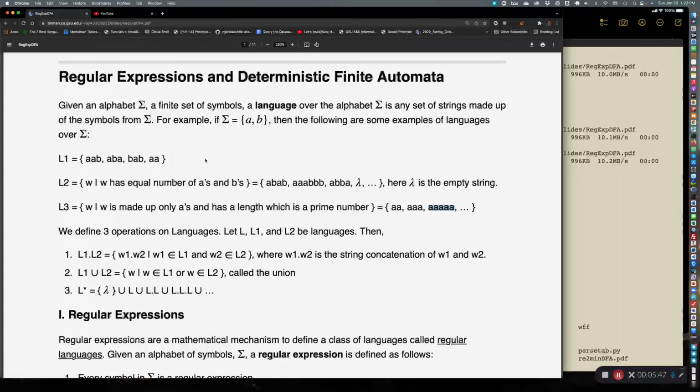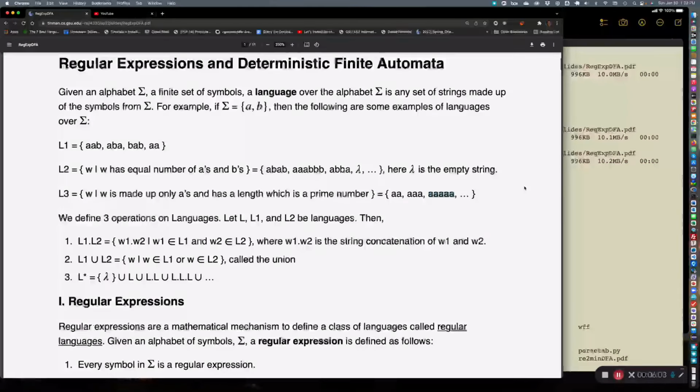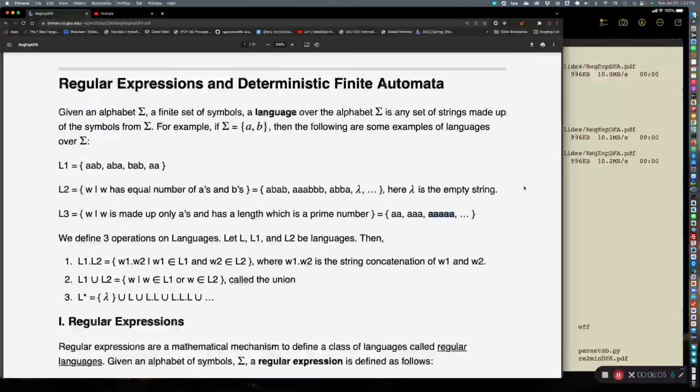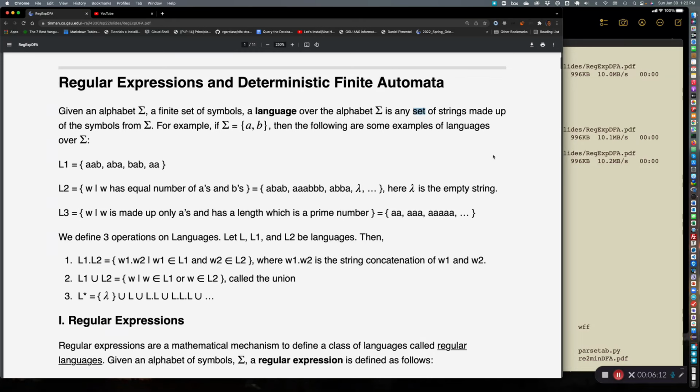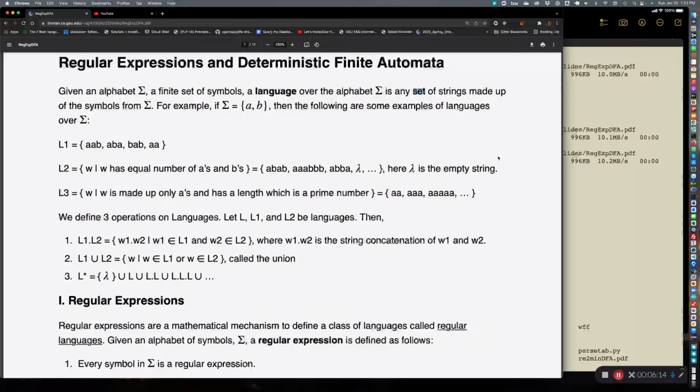So that's what a language is. A language is a set of strings, finite or infinite, where each string is made up of symbols from the alphabet which is given to us. In our examples, it's going to be A and B, but you can have other symbols in other examples. Now we also studied 3 important operations on these languages. These languages are sets, so we define 3 set operations on languages. Languages means sets of strings.